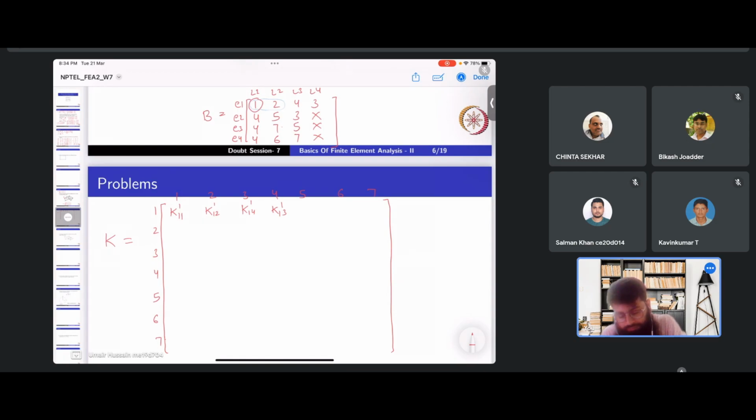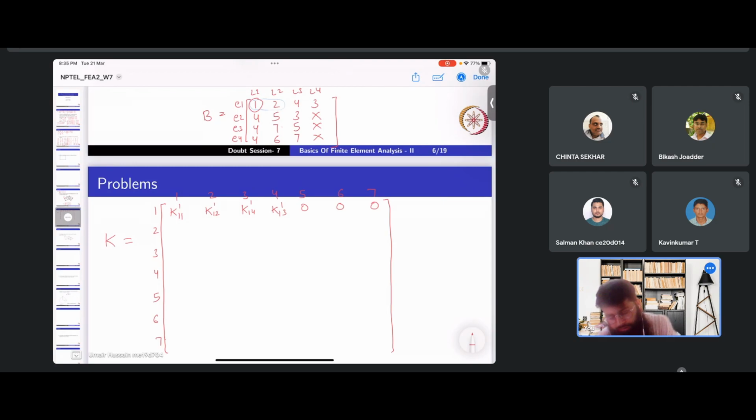Now 1 5 doesn't have any connection, right? So 0, and 1 6 also 0, 1 7 also 0. Then for global node 2, in how many elements is it? It's again only in element 1. It's not there in any other element.